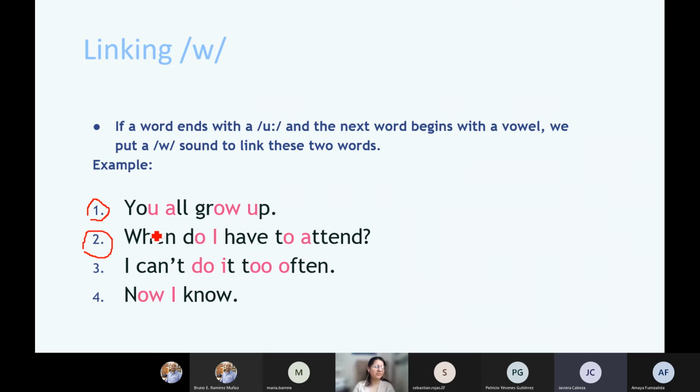Yeah, the other one, Patricio, you are not there, right? I mean, Patricio, you are here. Sebastian, you are the one who cannot use your mic. I'm going to pronounce the last two ones. I can do it too often, and now I know.